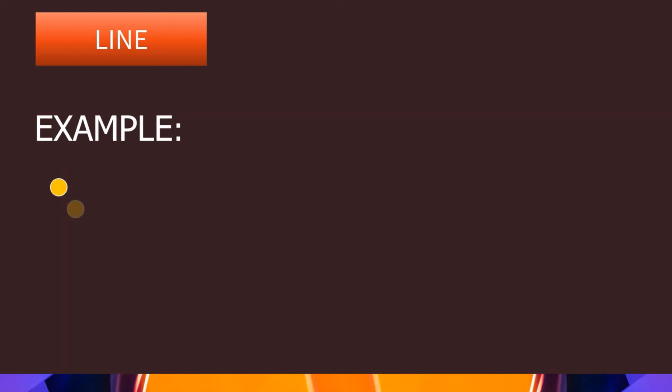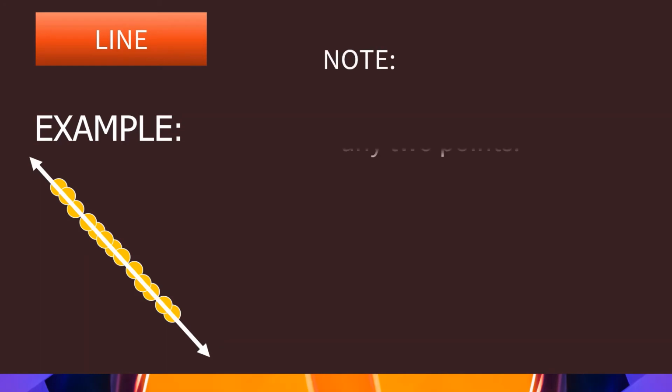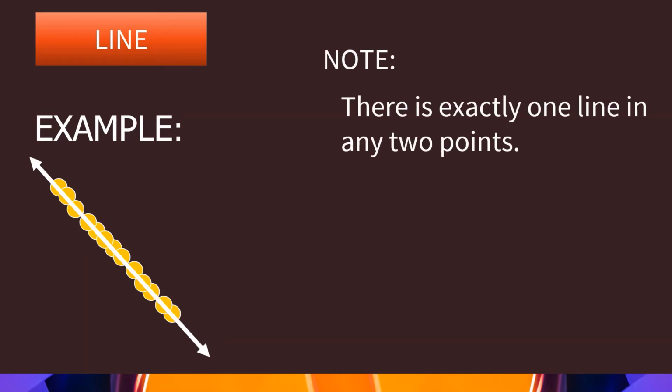So let's say we have these points. When we connect these points, we will form a line. Now, take note that there is exactly one line through any 2 points. So if we have 2 points, we can already determine a line.